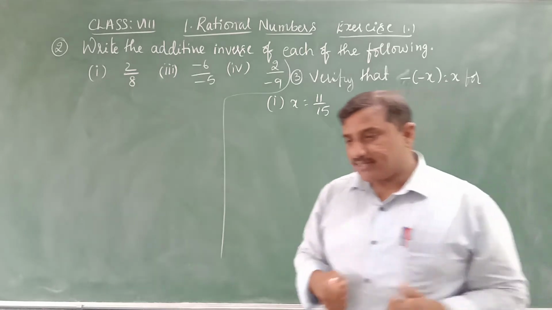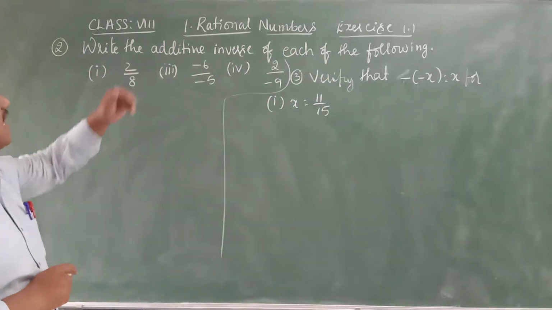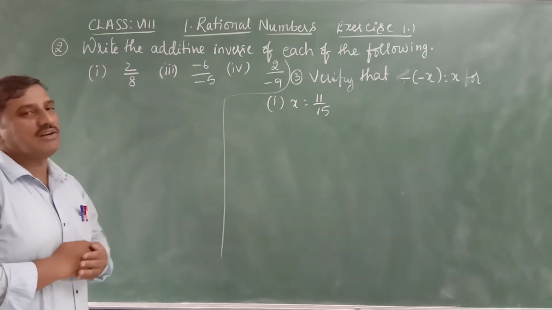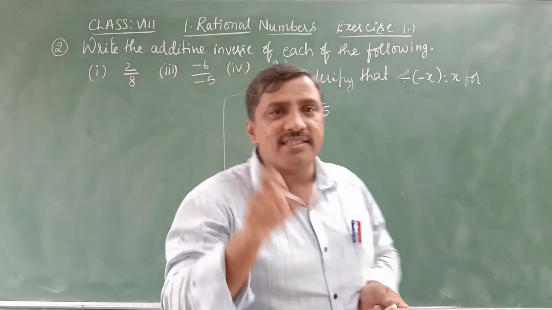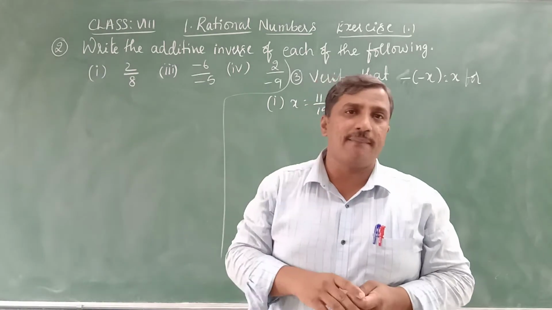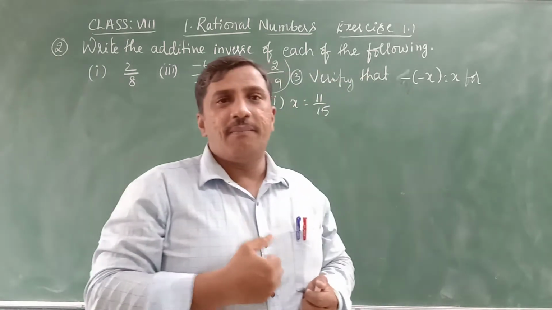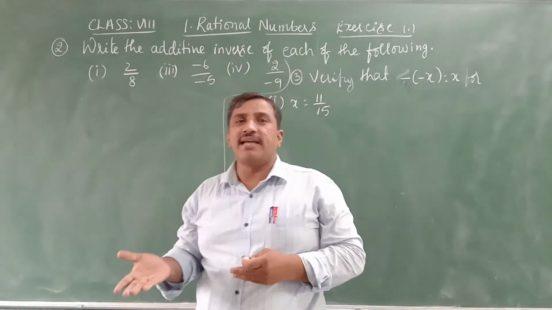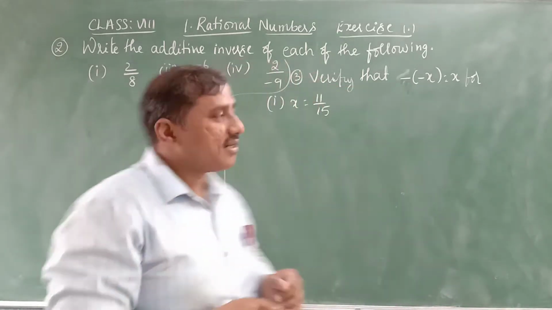So now we will discuss exercise number 1.1, question number 2. Write the additive inverse of each of the following. What is additive inverse? When we add two numbers and their sum is 0, then each number is the additive inverse of the other number. So we get the additive inverse of a number by changing the arithmetic sign, that is plus as minus and minus as plus. Is it clear?